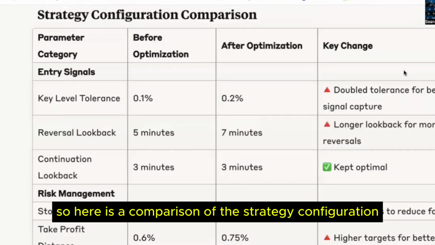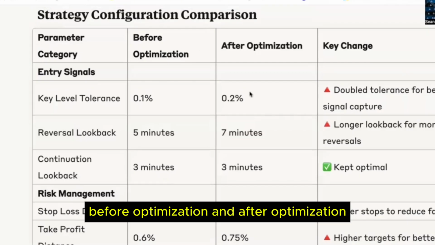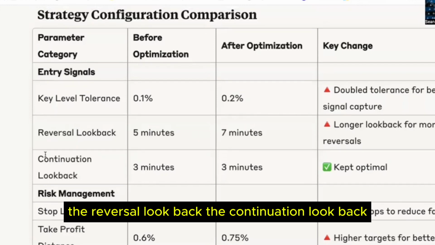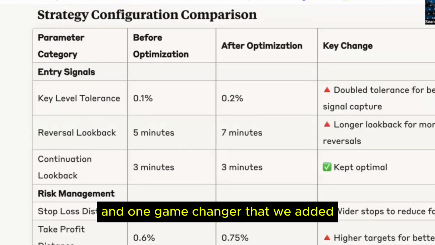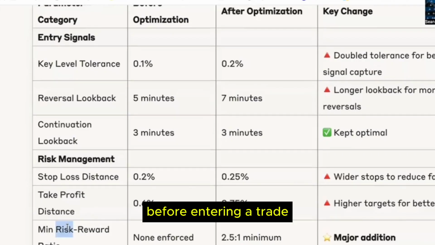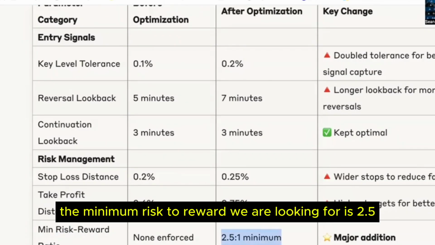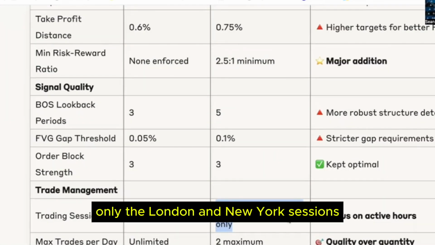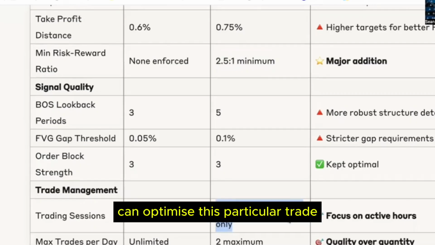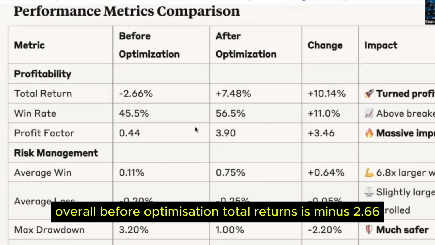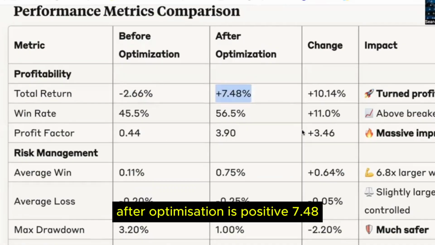Here's a comparison of the strategy configuration before optimization and after optimization. We optimized the key level tolerance, the reversal look back, the continuation look back, and one game changer that we added was the minimum risk to reward ratio before entering a trade. The minimum risk to reward we are looking for is 2.5:1. Only the London and New York sessions are allowed for this particular trade. We also limited the maximum number of trades to 2. Overall, before optimization, total returns is minus 2.66. After optimization it is positive 7.48.